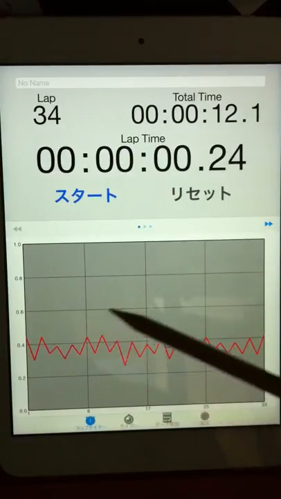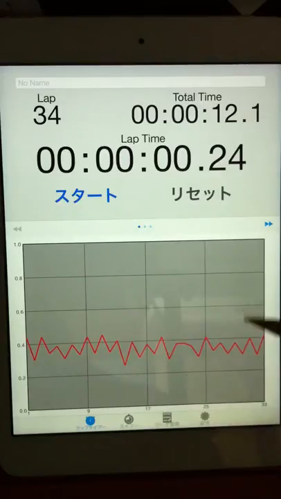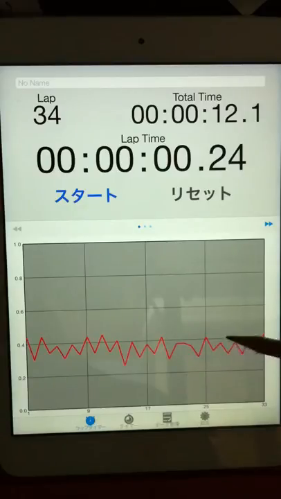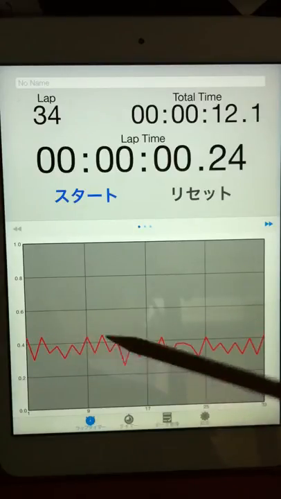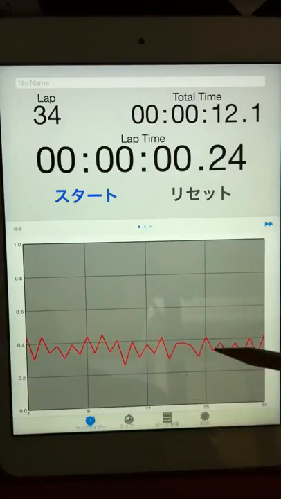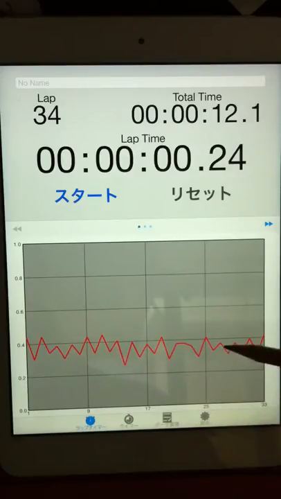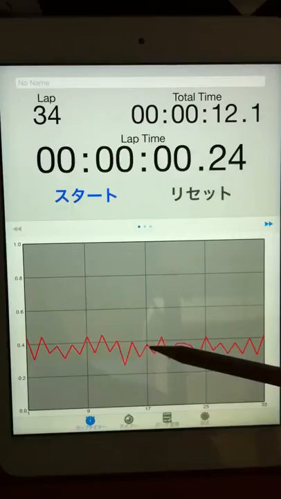Let's see a series of bounce. This part is strange, specific part. Bounce. Almost all normal bounce. Smallest bounce is this.